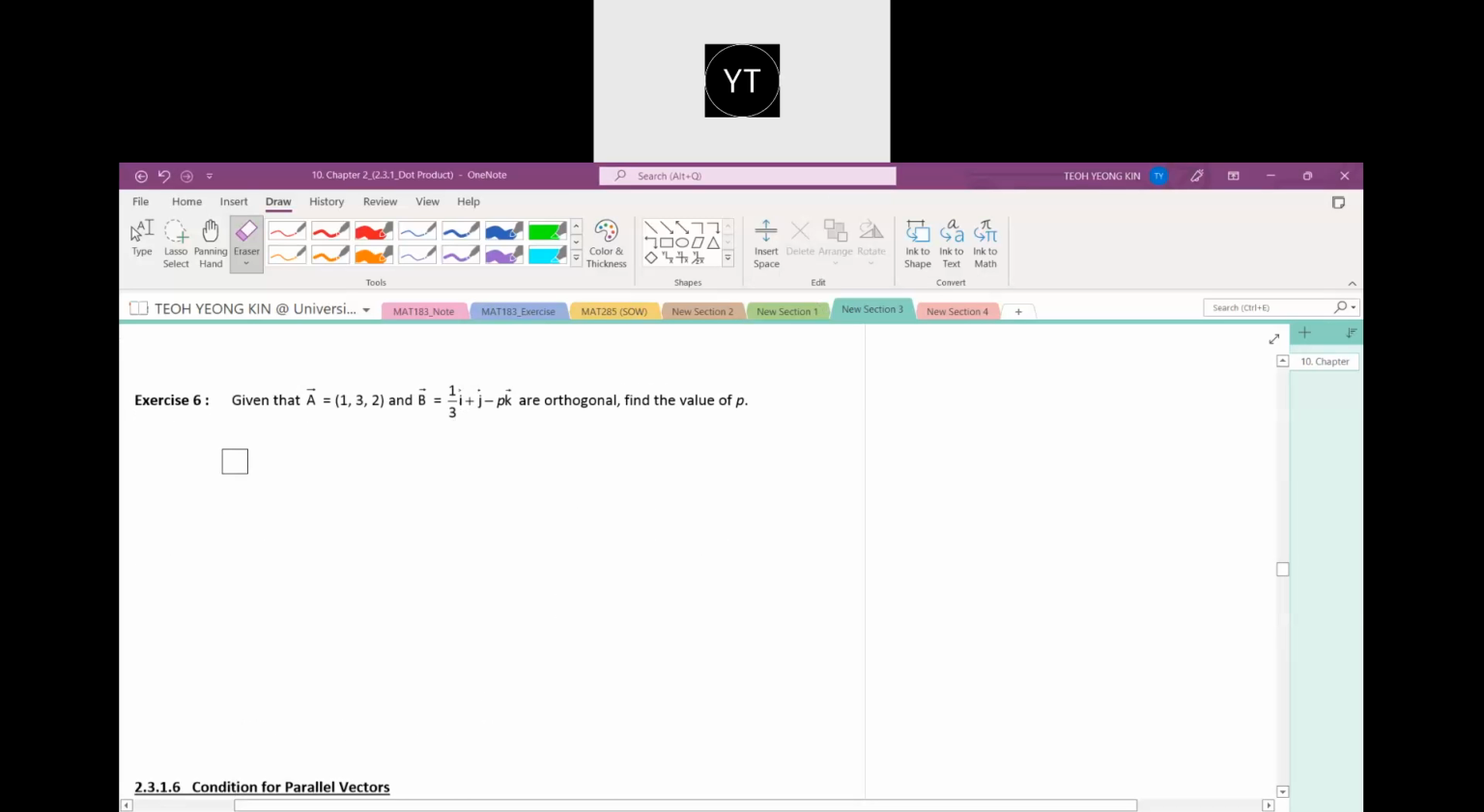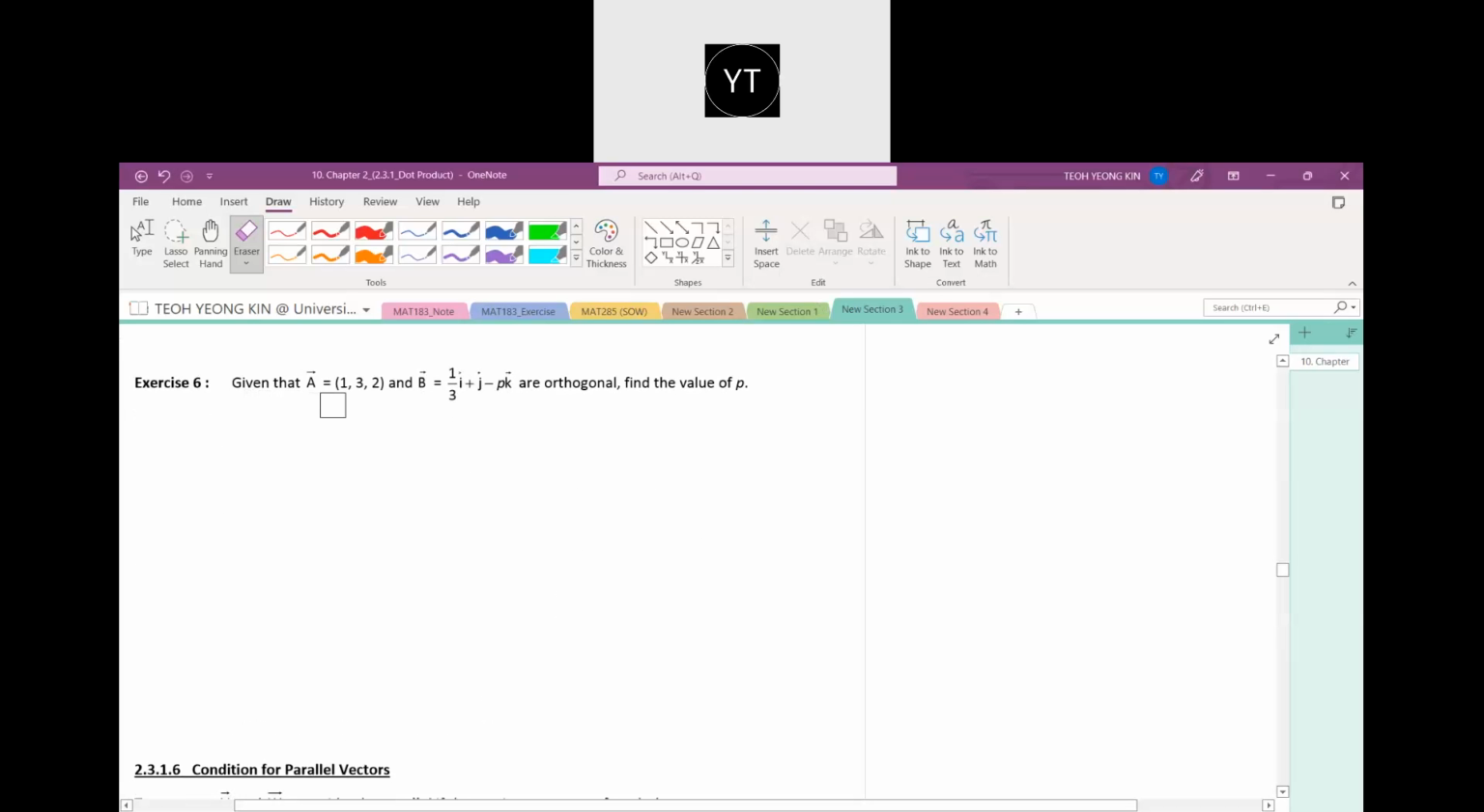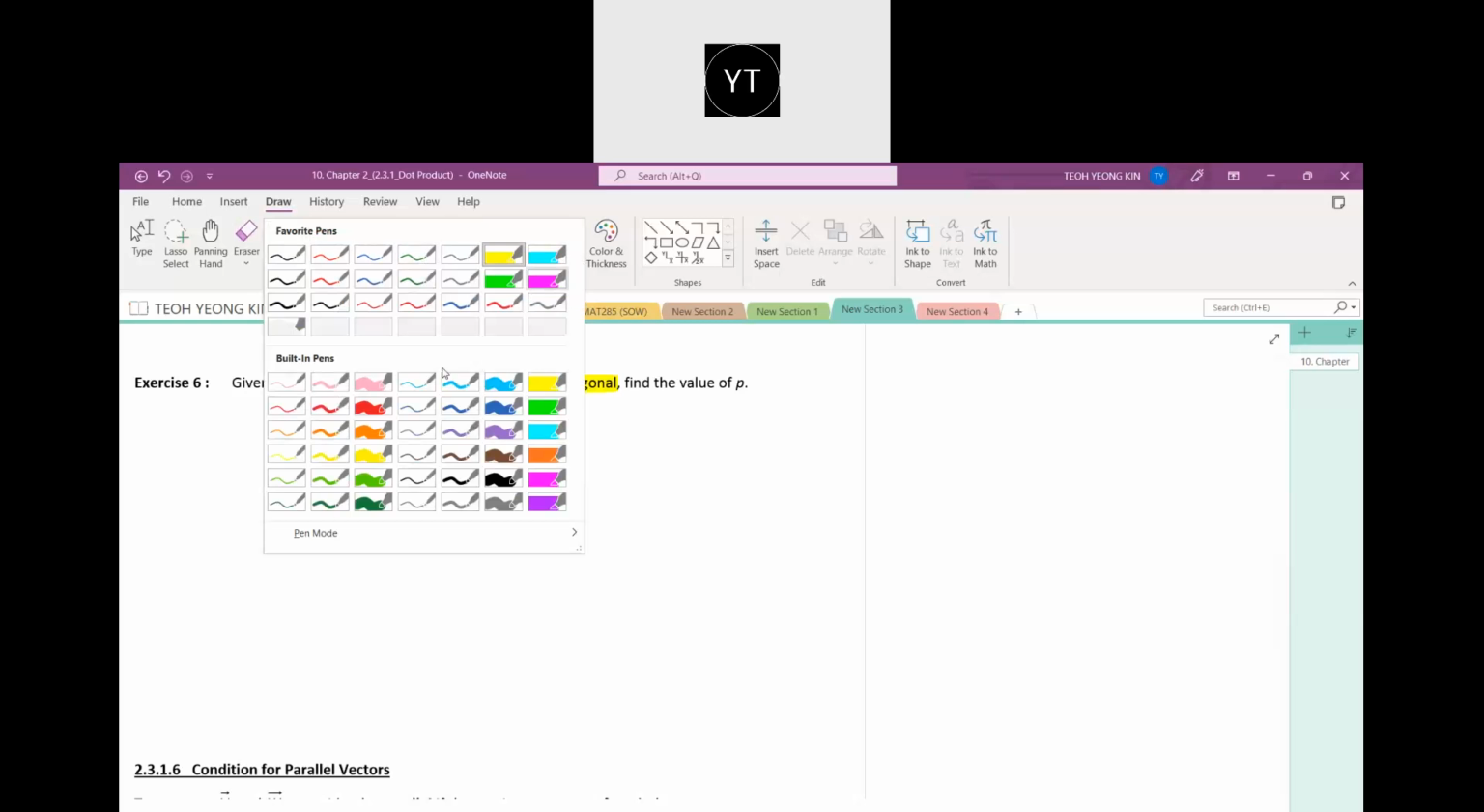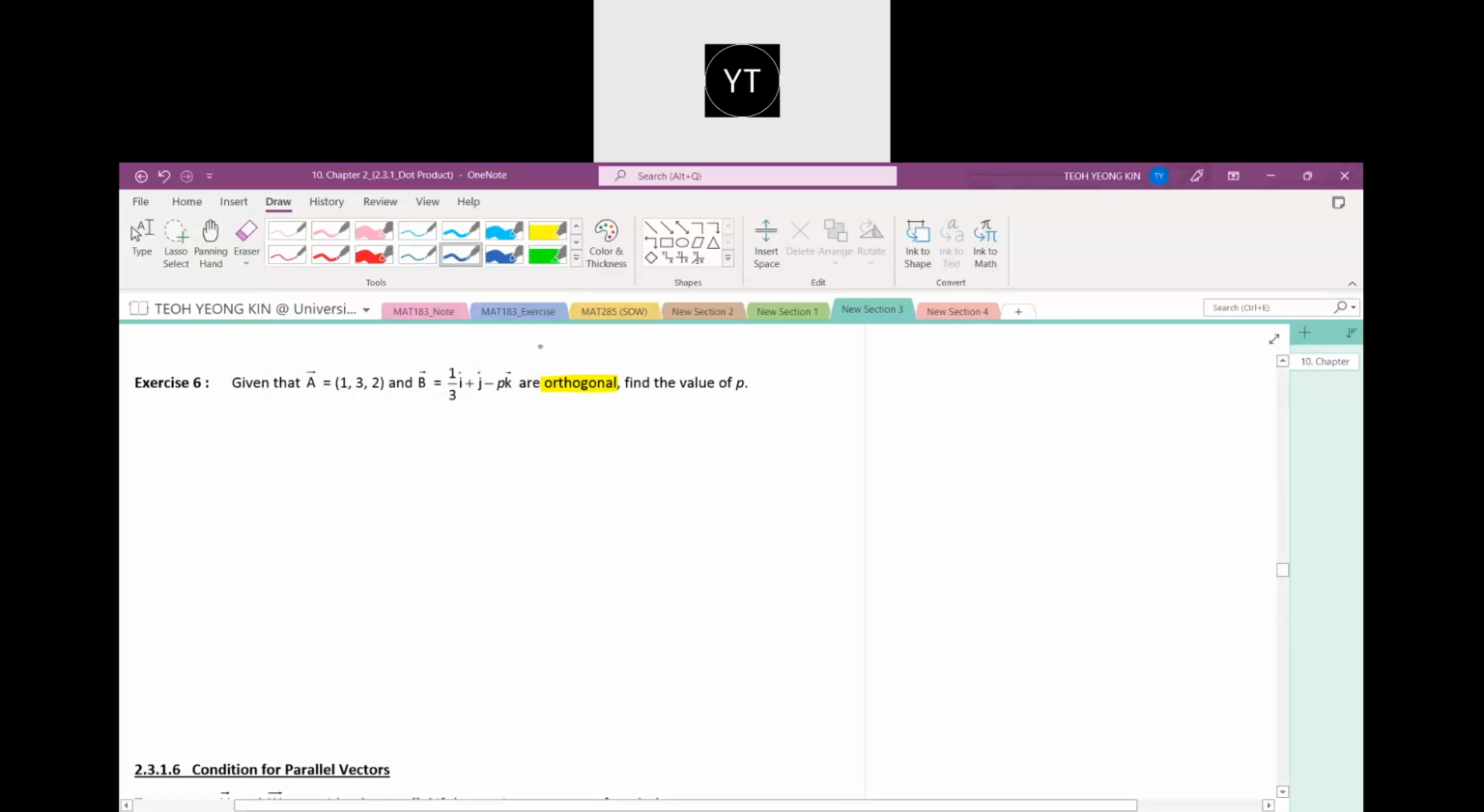So if you look at this exercise 6, given vector A and vector B, vector A is 1, 3, and 2, and vector B is 1 over 3, i and negative pk, and they are orthogonal. So this question mentioned that A and B are orthogonal. If they are orthogonal, we have to remember that the dot product of vector A and vector B is equal to 0. So the question is to find the value of p.